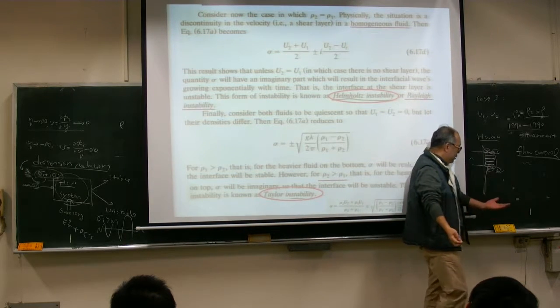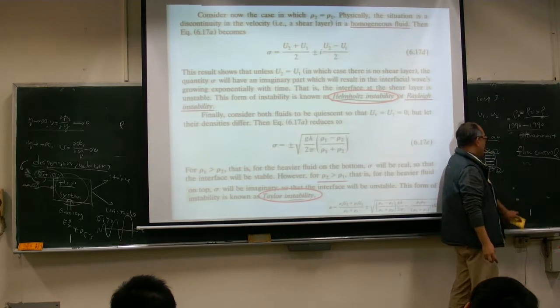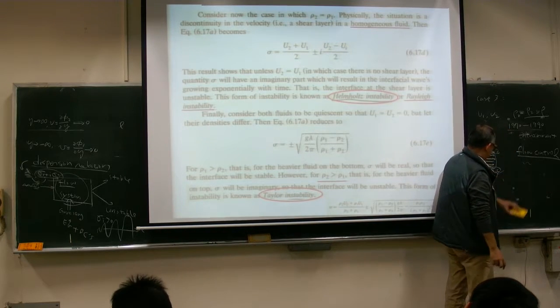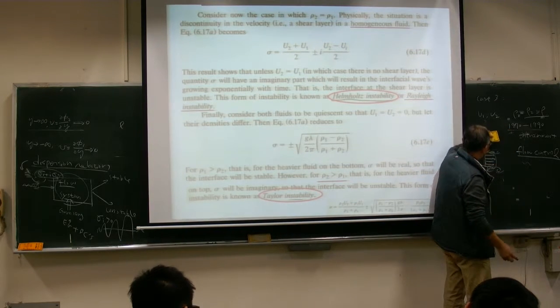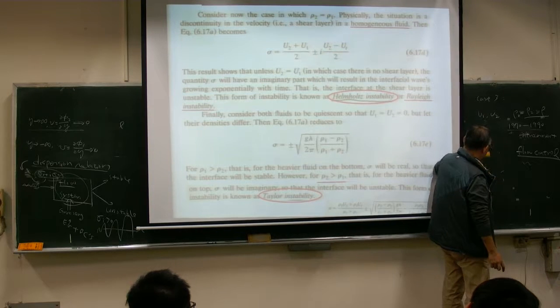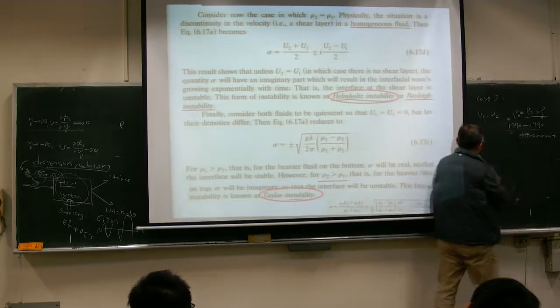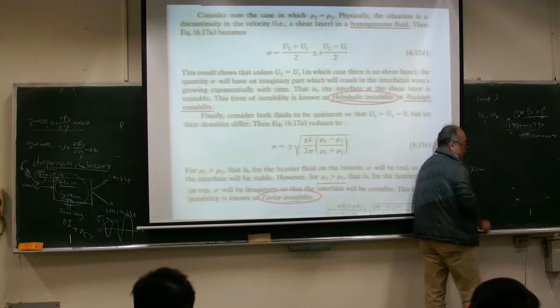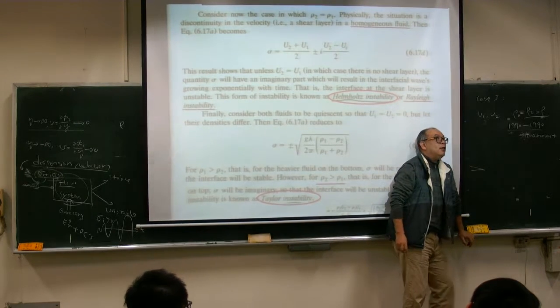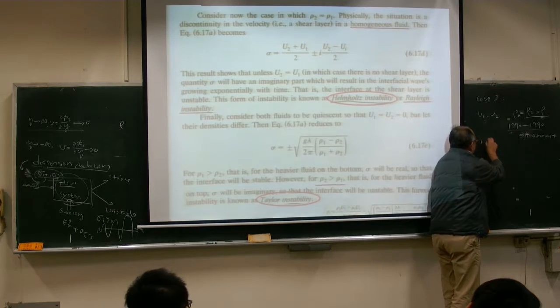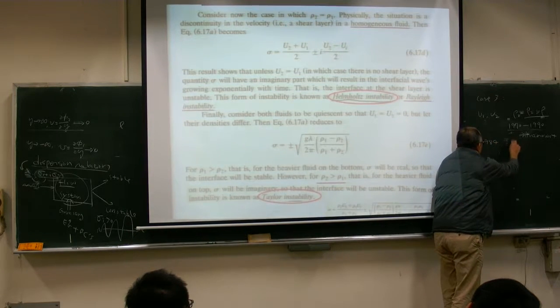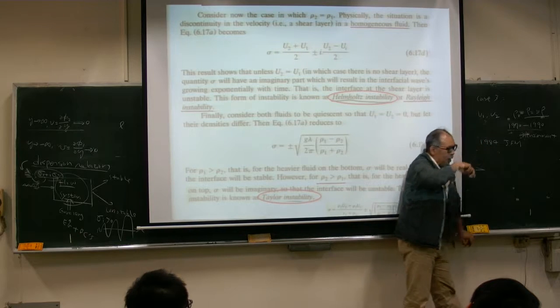My PhD thesis advisor's famous paper is what? He was doing the mixing layer. This is what he did before. In 1984 he published a paper in JFM, the Journal of Fluid Mechanics, and it was very popular at that time.